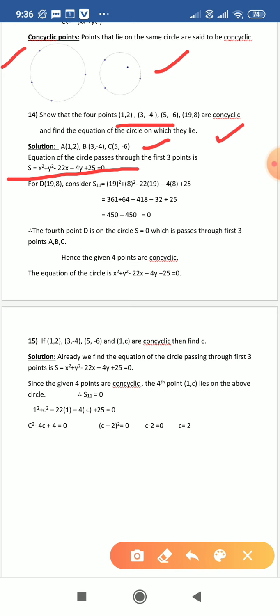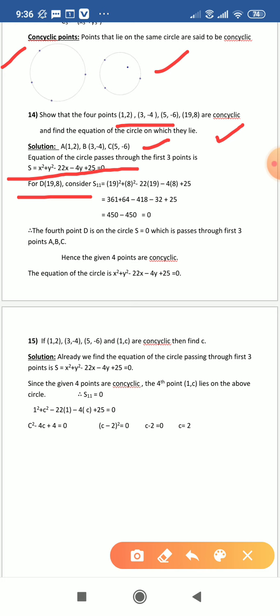So here we want to show the fourth point D is on the circle. What is D? D is (19, 8). Now we consider S11. We show the fourth point is on the circle. To show the point is on the circle, we show S11 is equal to 0. We do not assume S11 is equal to 0; we show S11 is equal to 0.